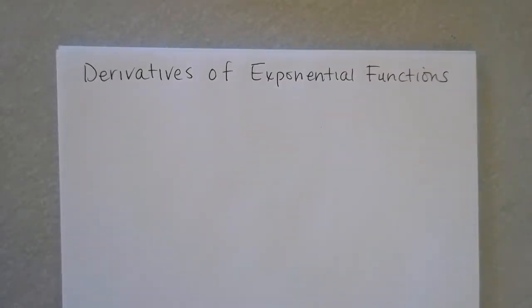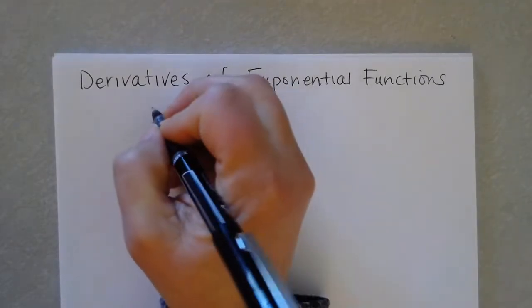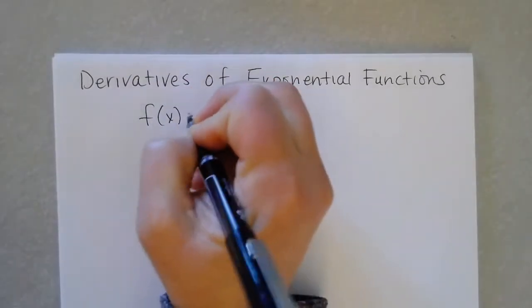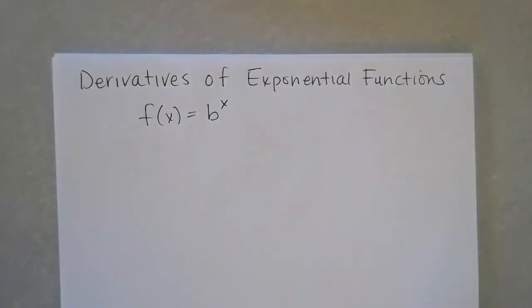So we have learned how to do derivatives of algebraic functions, and we have learned how to do derivatives of trig functions, and now it's time to move into the exponential function category. So we're going to call f of x, and we're just going to give it some arbitrary base b to the x as an exponential function.